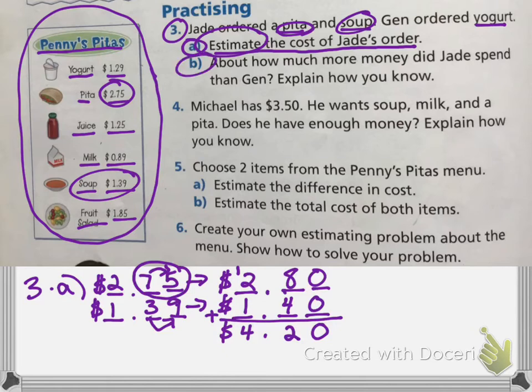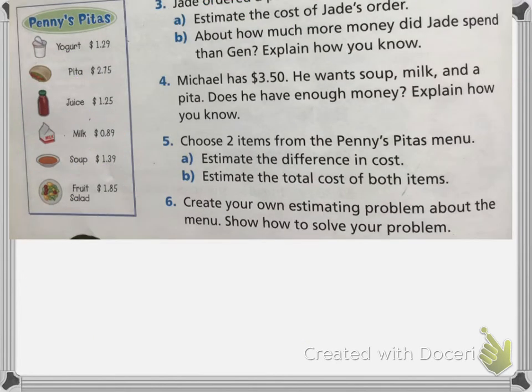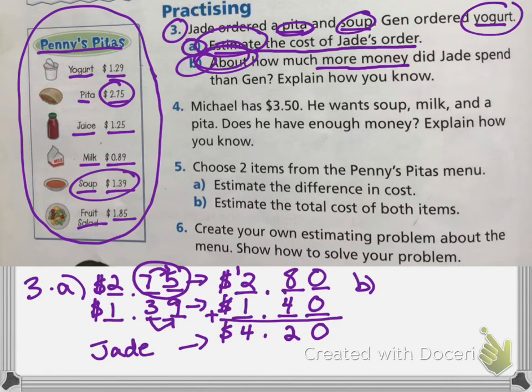B says about. Again, we're estimating how much more money, that's another clue word, did Jade spend than Jen? Okay, so we know what Jade spent. This is Jade right here. We know that Jen ordered yogurt.